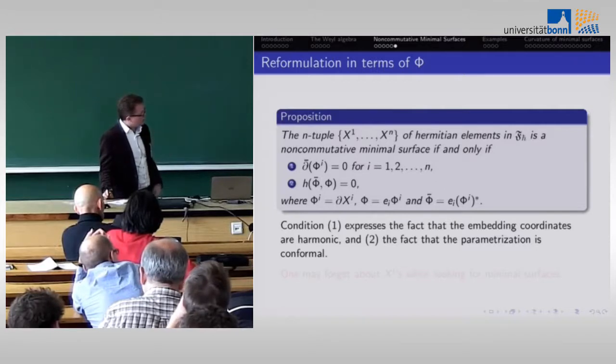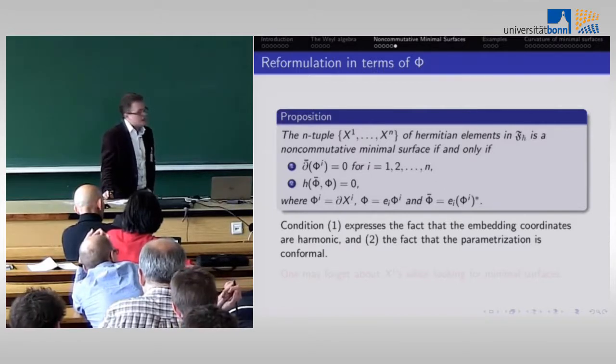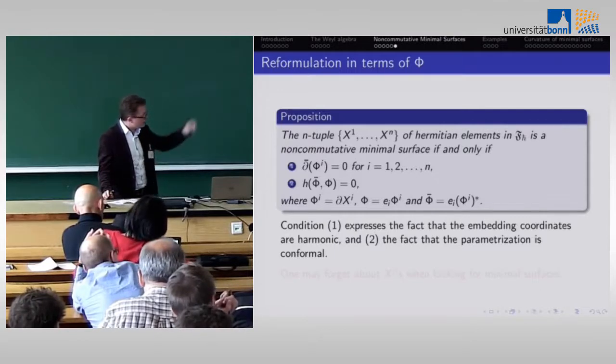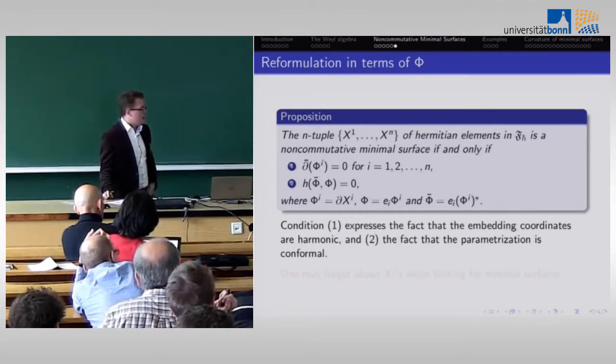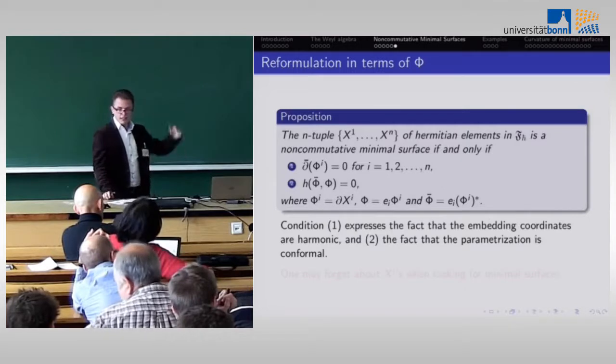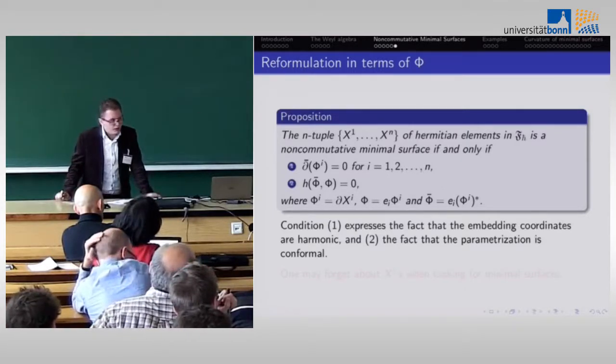The second one is simply rewriting the fact that it has a conformal parameterization. So that h of phi bar comma phi, if you write it out, you can identify these E, F, and G, and you can see it's the same thing.